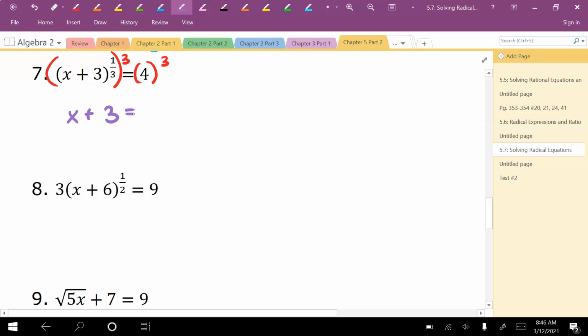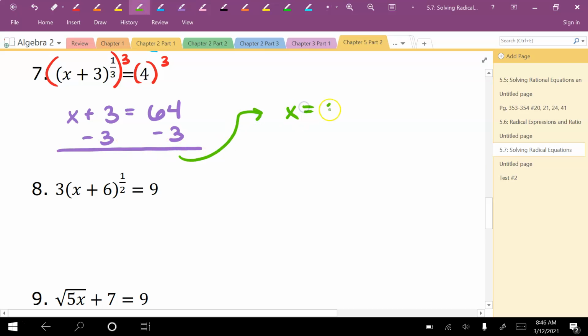Okay, what would be 4 to the 3rd power? 64. So the last thing I need to do here is subtract 3. And I'm going to get 61. Okay, you guys try number 8. Number 8 is similar to number 5 was, if you need something to kind of reference back to.